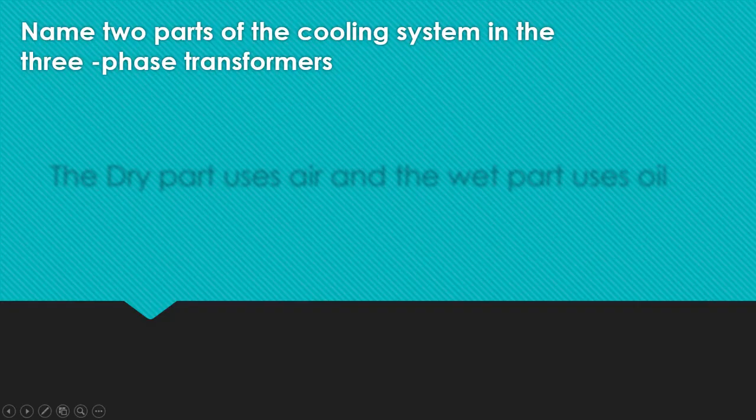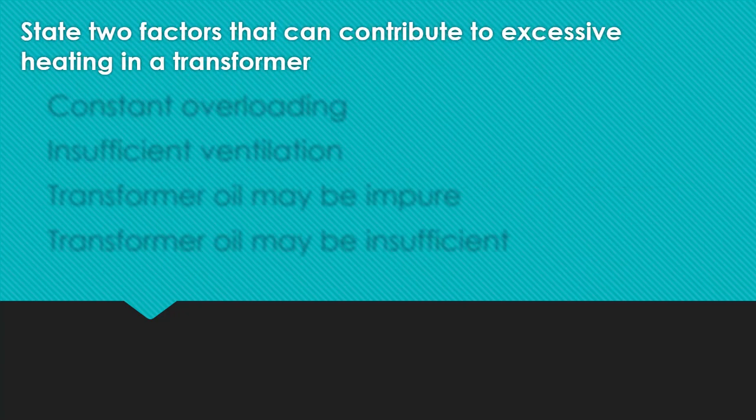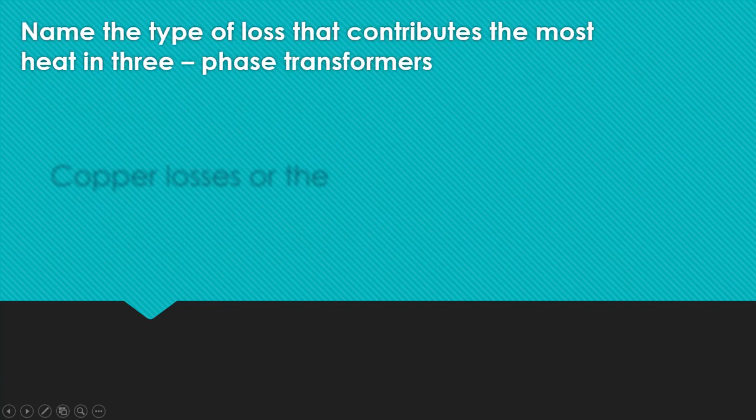Name two parts of the cooling system in the three-phase transformers. The dry part uses air and the wet part uses oil. State the two factors that can contribute to excessive heating in a transformer. Constant overloading, insufficient ventilation, transformer oil may be impure, transformer oil may be insufficient.